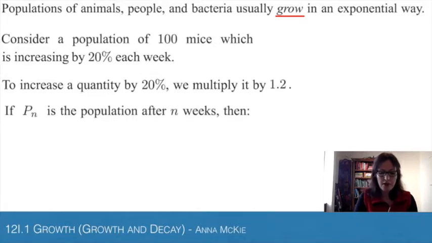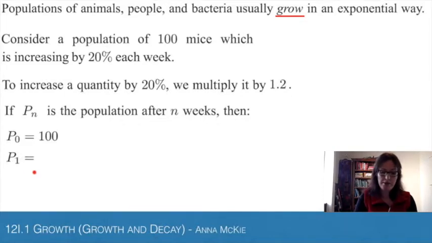So if we start with our population and we label that P subscript n, and we're saying it's after n weeks, so n is our variable, then P naught is equal to 100. So you might remember that naught as either 0 weeks have passed, or you might think of it as the letter O for the original number of mice. So there's our P naught.